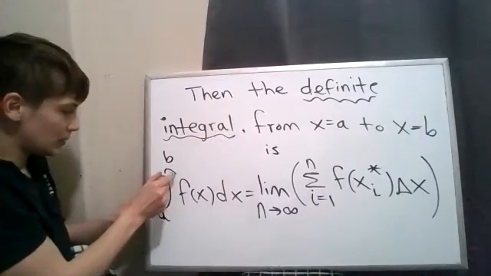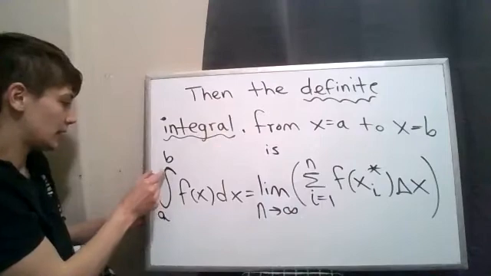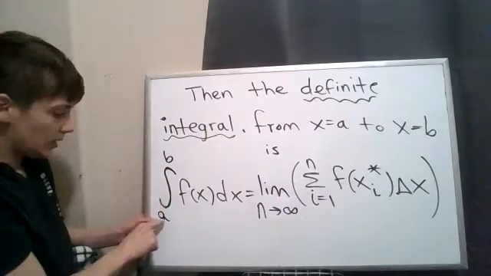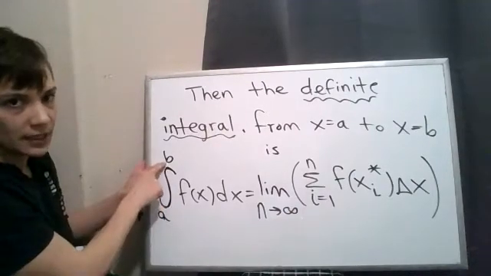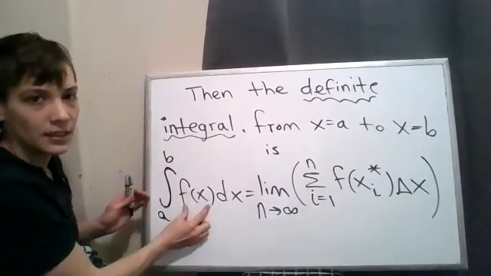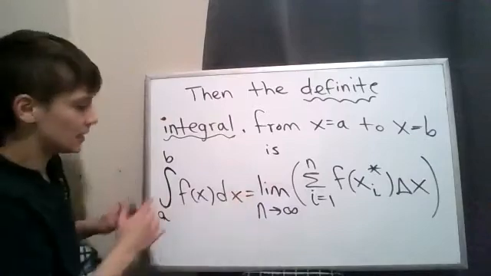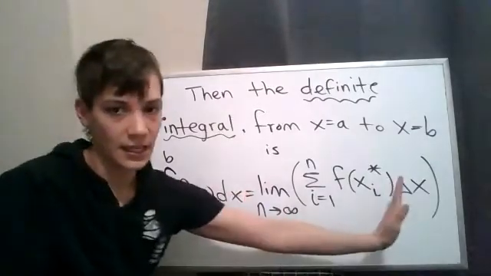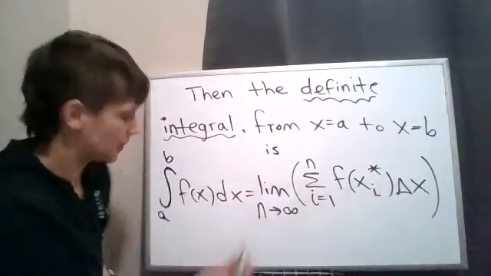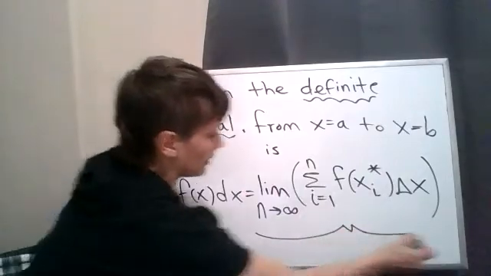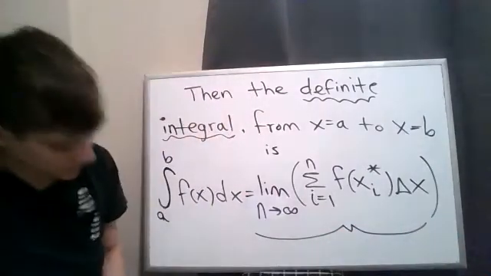Again, this symbol right here is for integration. This is where you start, this is where you end. That's your function. That's what you're integrating with respect to. And everything on this side is called a Riemann sum. That has a special name.